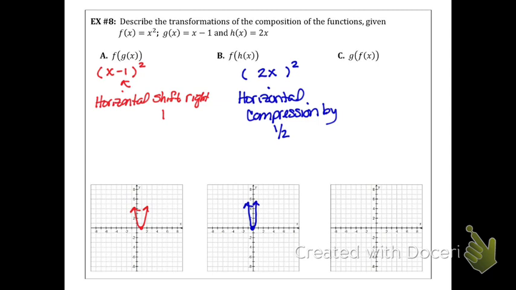And then C says g of f of x. So g is x minus 1, and f of x is x squared. So we know x squared is still our parent function, but now it's got that minus 1, which means it's just going to be a vertical translation or shift down 1. And so where we started at 0, 0 before, we're just going to go down 1 and then graph.